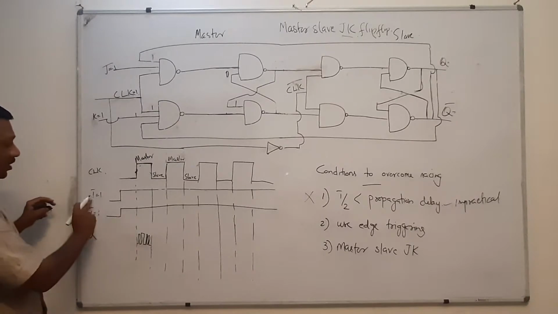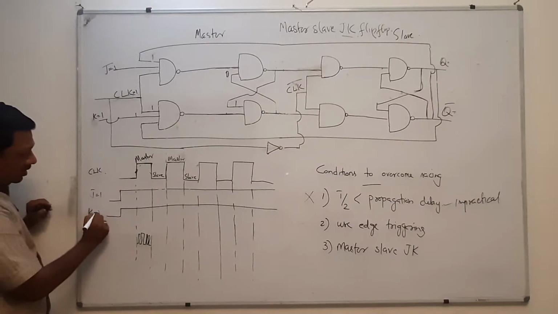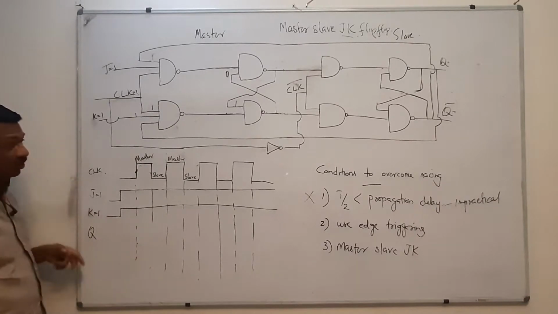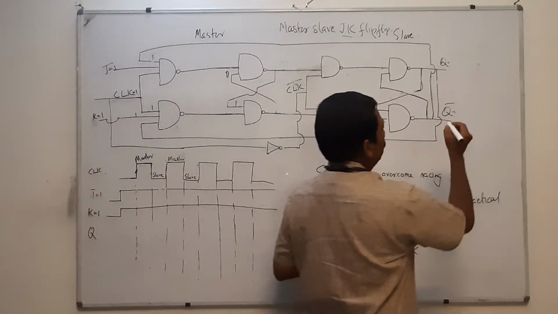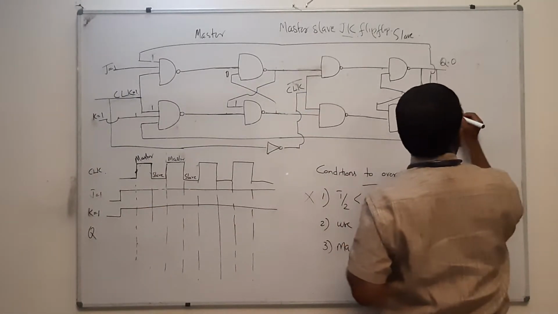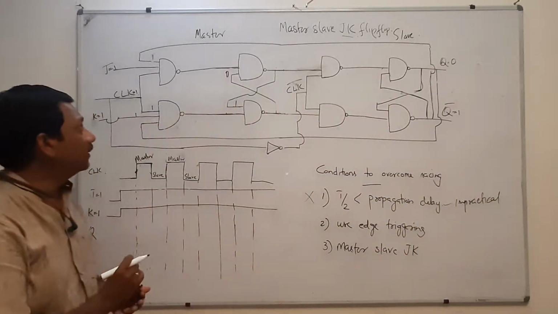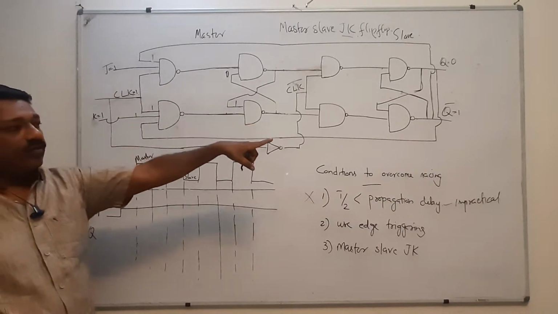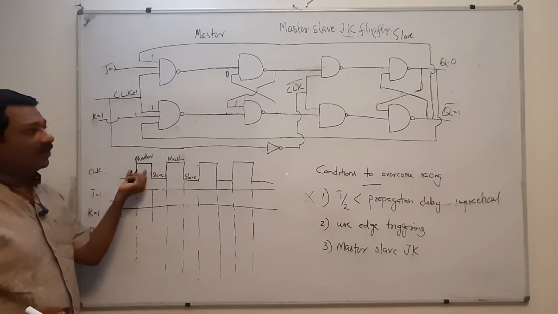Okay. Now J is equal to 1 and K is equal to 1. I will show you what will happen for this Q. Suppose that initially Q is equal to 0 and Q bar is equal to 1. What will happen? We are going to discuss that. Now, if Q is equal to 0 and Q bar is equal to 1, and when this master is operational, what will happen?